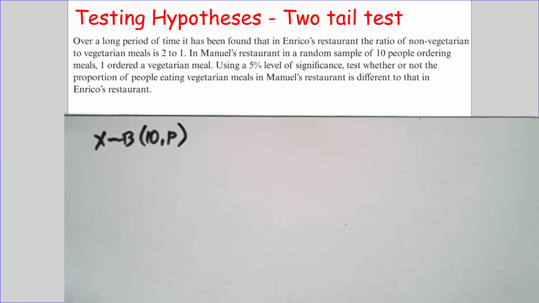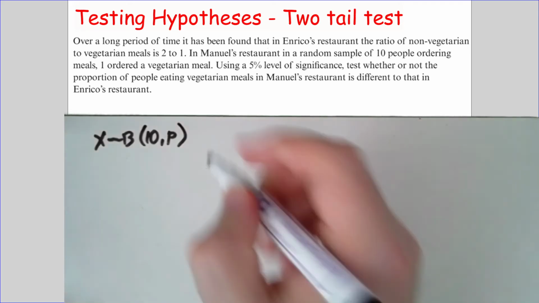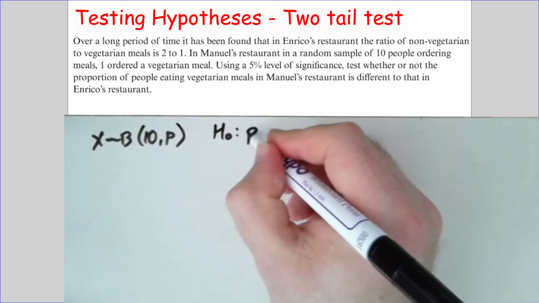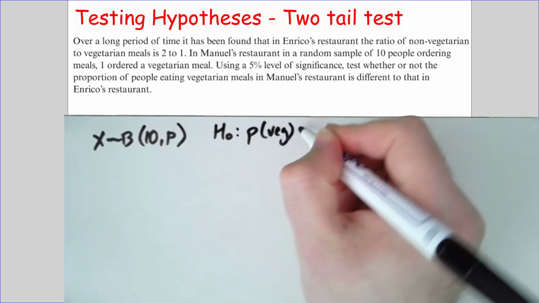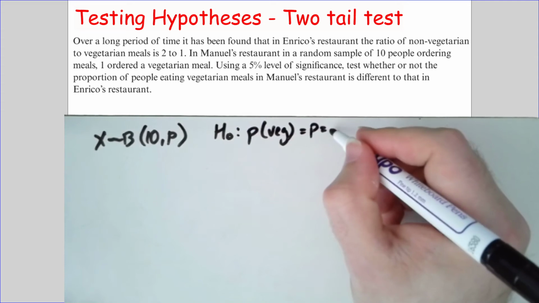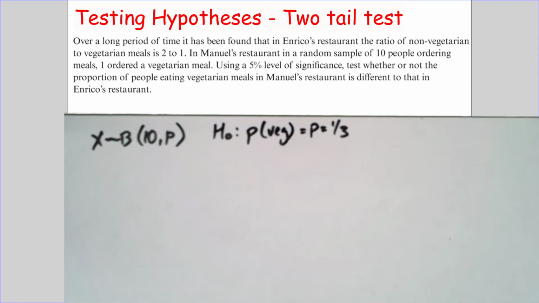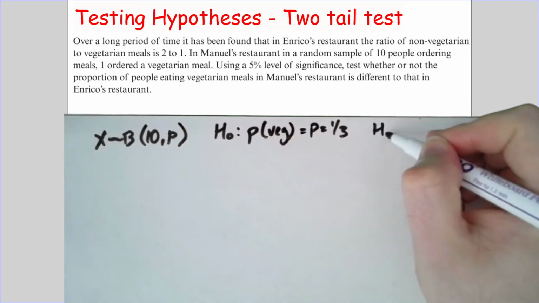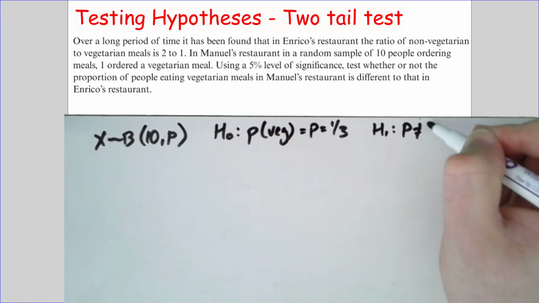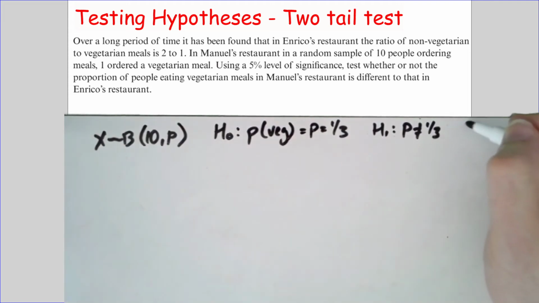This is for the ratio of non-vegetarian to vegetarian meals, and we normally expect it to be 2 to 1. So our H0 is the probability of vegetarian, p, is 1/3. So a ratio of 2 to 1 would give us a 1/3 probability. Manuel's restaurant uses around 10 people and one person ordered a vegetarian meal. Test whether or not it's different. So our H1 is going to be p is not equal to 1/3. So this is different.